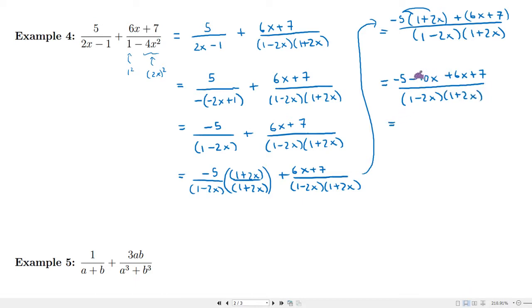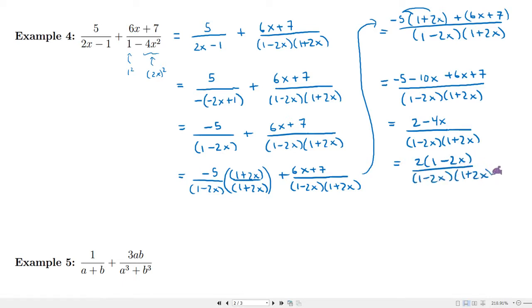Simplifying a little bit more, the minus 5 and the plus 7 become a 2, and then the minus 10x plus the 6x gives us a minus 4x. We'll be able to factor and reduce a little bit, it seems. So we can factor this, and that becomes 2 times (1 minus 2x) over (1 minus 2x)(1 plus 2x). So that reduces those two, and we're left with 2 over (1 plus 2x).